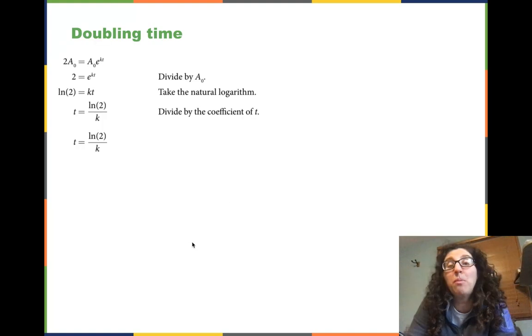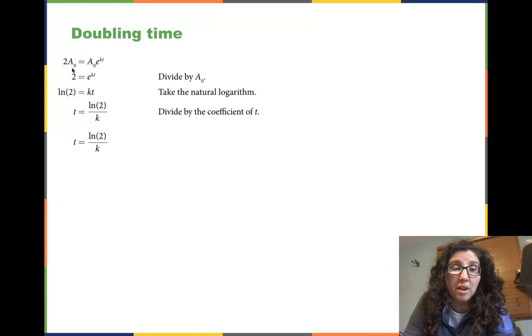What about doubling time? What if instead of half-life, we have doubling time? Well, everything's going to be the same, except now instead of 1/2, we're going to have 2. We do the same thing. We divide everything by A0, take the natural log of both sides, we solve for t, and we get natural log of 2 over k.